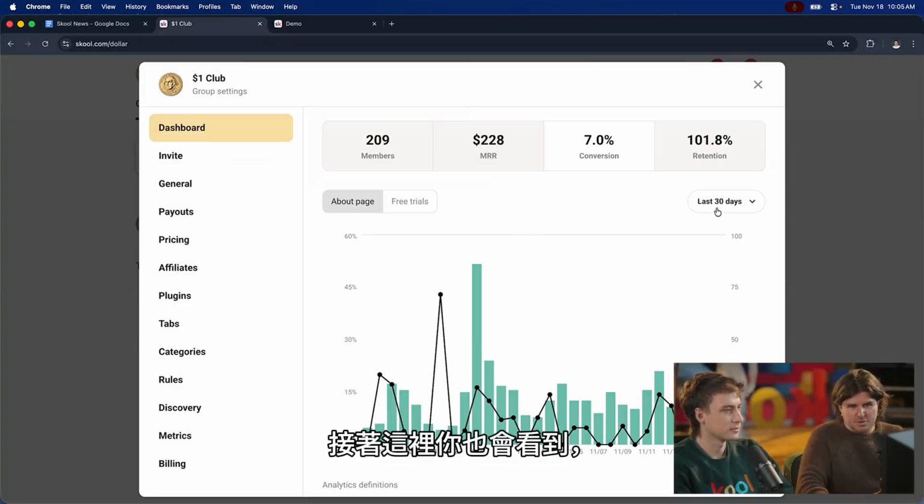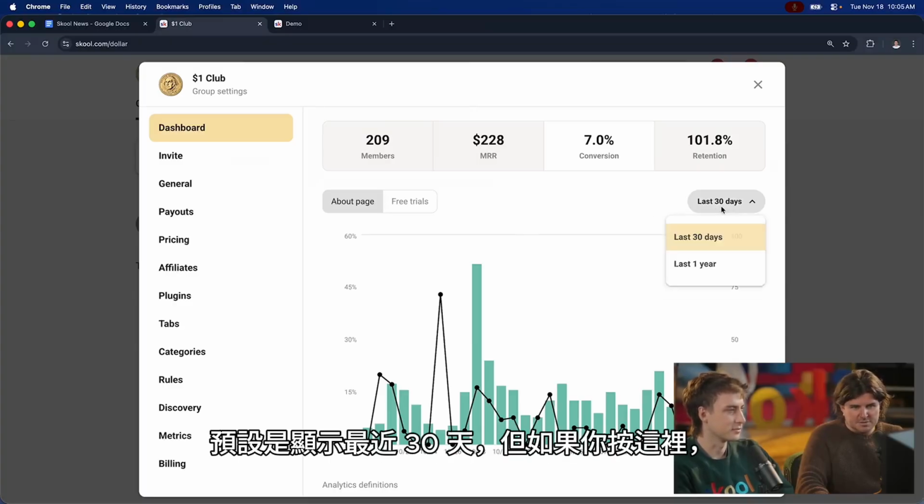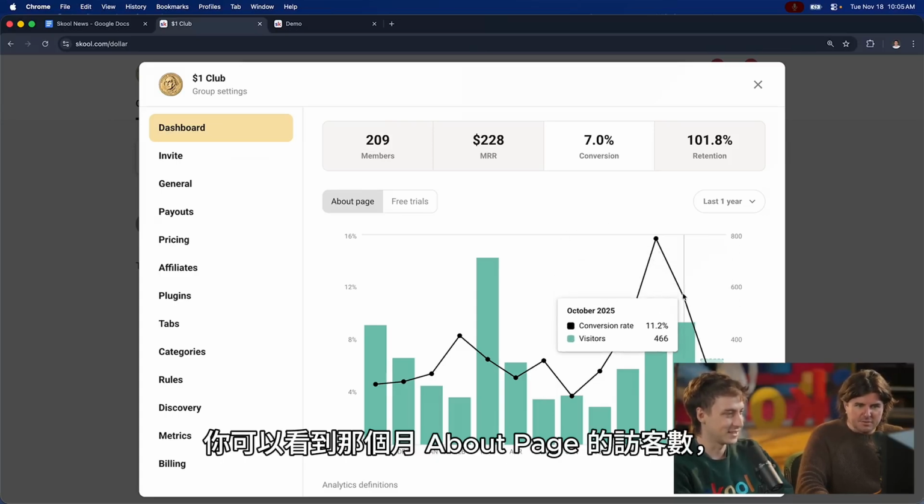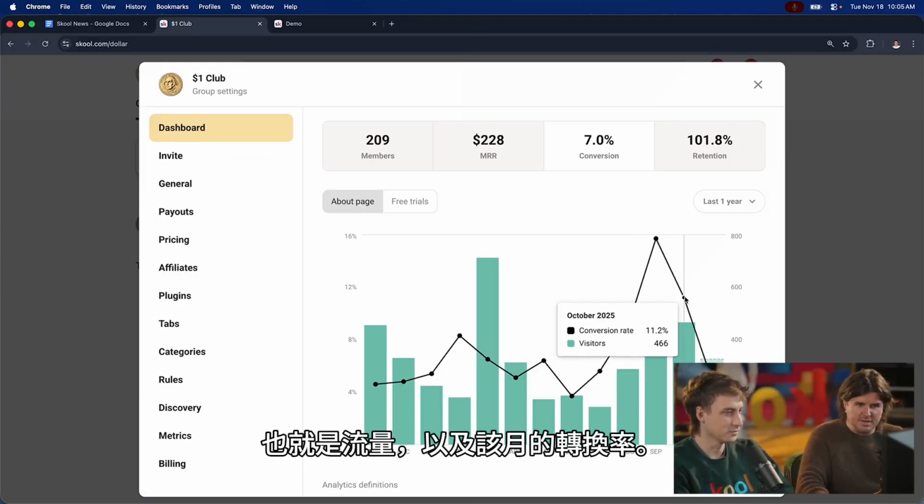By default we show you the last 30 days, but if you click this, we'll actually show you over the last 1 year. Insane. And if you hover here, you can see how many visitors came to your About page, which is traffic, and the conversion rate each month, right?